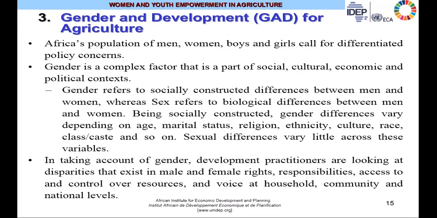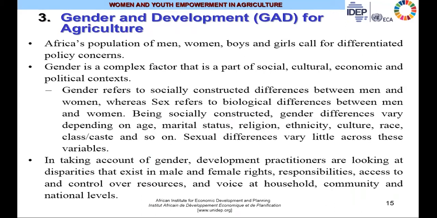But when we talk of gender, what do we mean, by the way? Gender is a complex factor that is a part of social, cultural, economic, and political context. Gender refers to socially constructed differences between men and women, whereas we typically make a mistake to refer to gender as sex. Sex simply refers to biological differences between men and women. Gender, on the other hand, is socially constructed differences between men and women. Being socially constructed, gender differences vary depending on age, marital status, religion, ethnicity, culture, race, class or caste, etc. Sexual differences vary little across these variables.